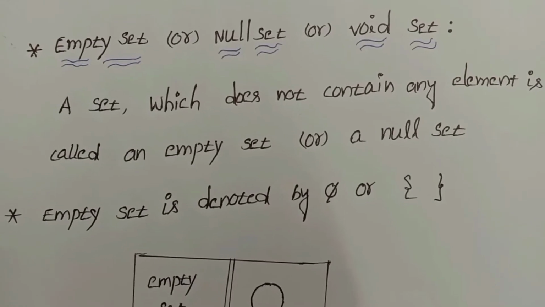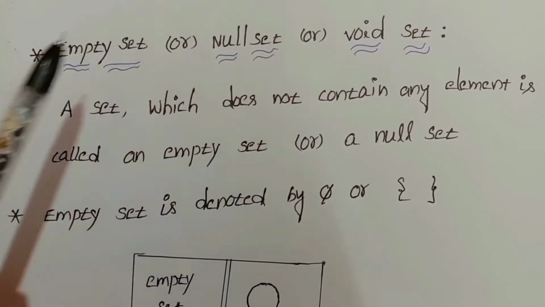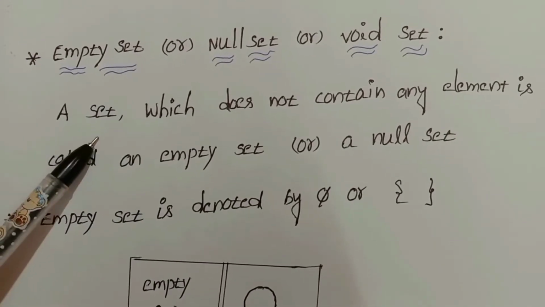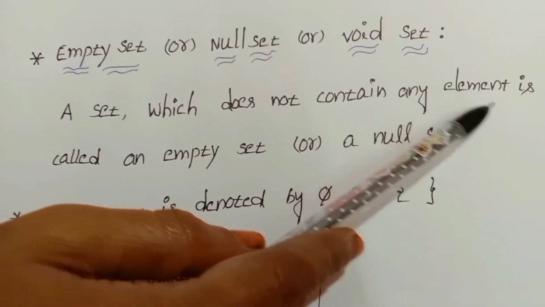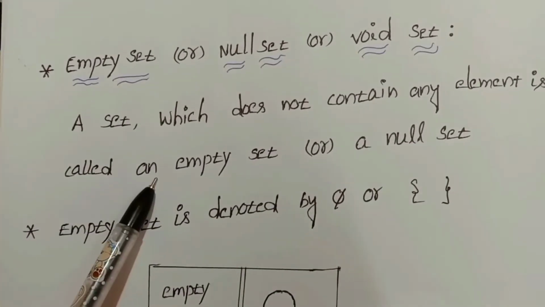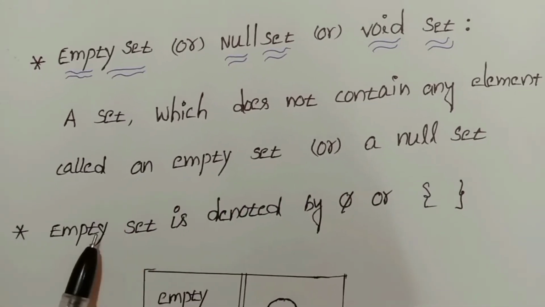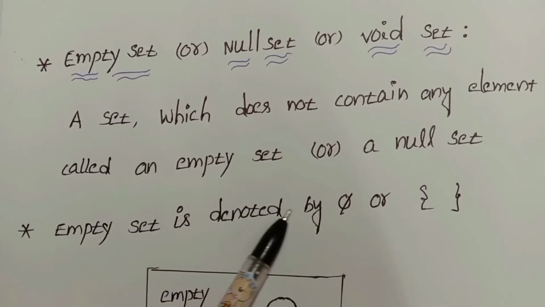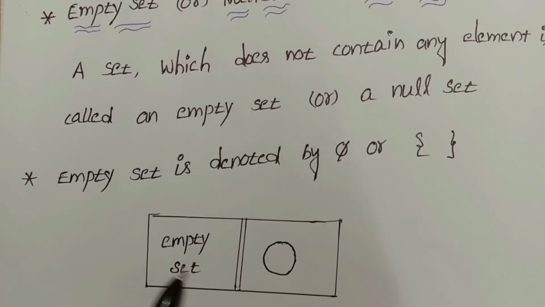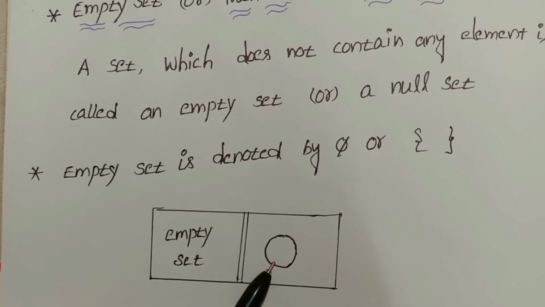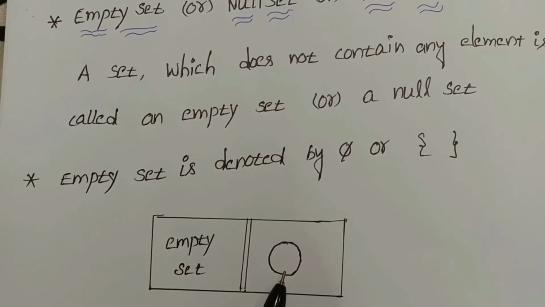Null set is also called as empty set or void set. Definition of null set: a set which does not contain any element is called an empty set or a null set. Empty set is denoted by phi or flower brackets. This circle is an empty set because it doesn't contain any element.